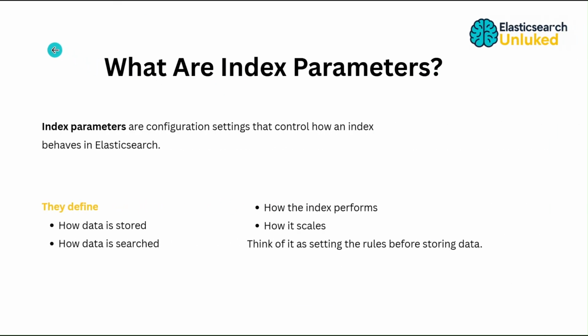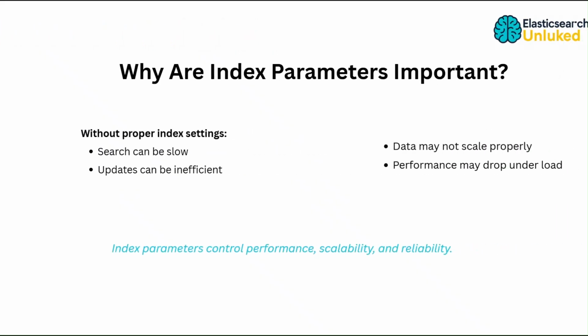What are index parameters in Elasticsearch? Index parameters are configuration settings that control how an index behaves in Elasticsearch. Think of index parameters as how data is stored, how data is searched, how the index performs, how it scales, and how data is managed within our Elasticsearch index.